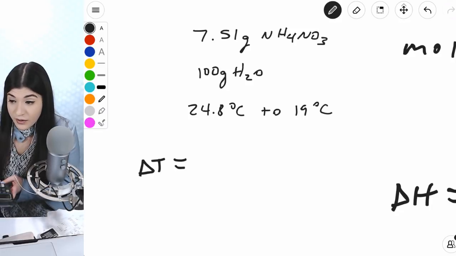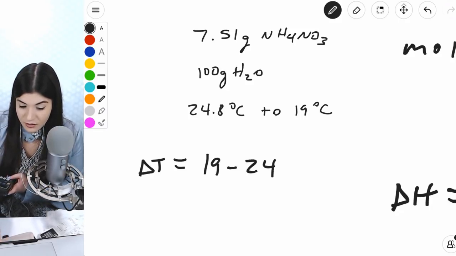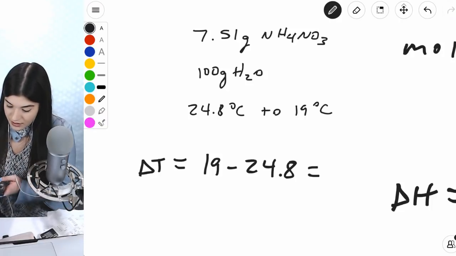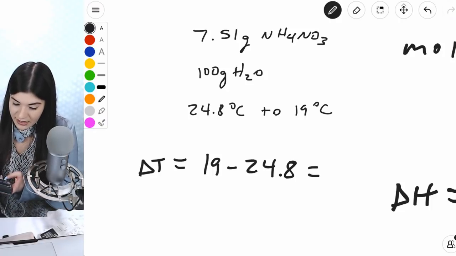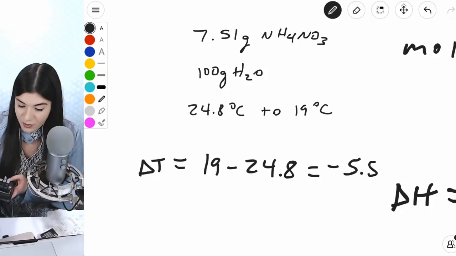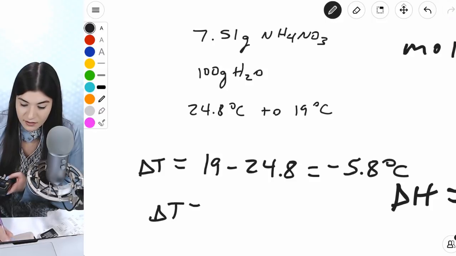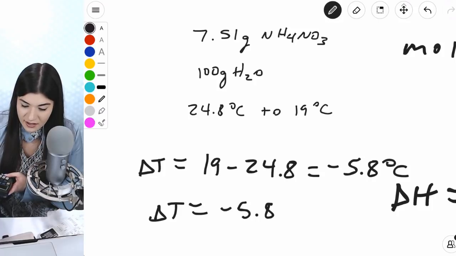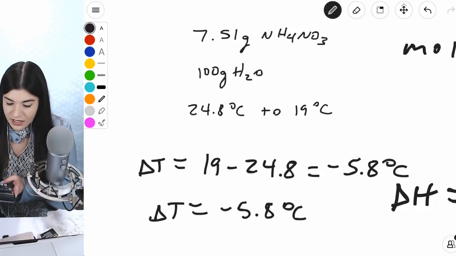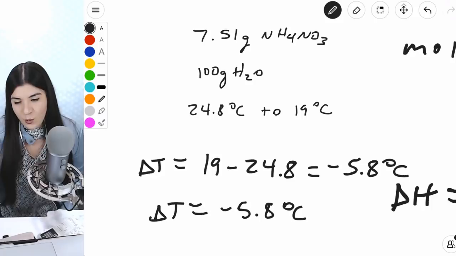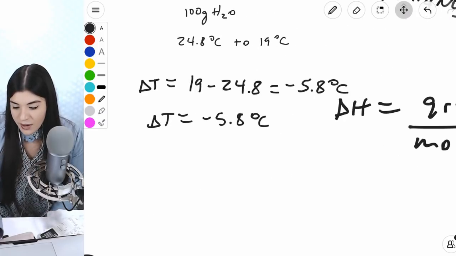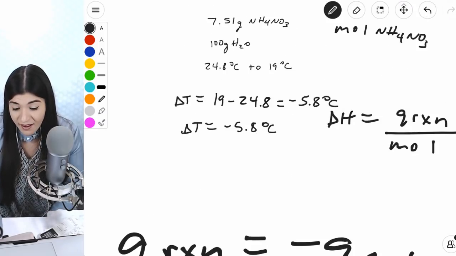All right, so I'm going to do final minus initial for our temperature. Let's see what that gives us. 19 minus 24.8. That's negative 5.8 degrees Celsius. All right, and the specific heat capacity, if they gave it to you. If not, then I'm just assuming they're using water, and that's known. And then our change in temperature is that.